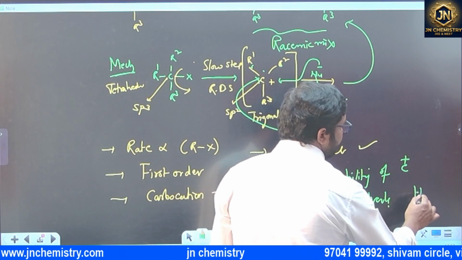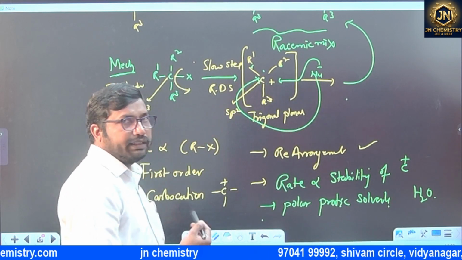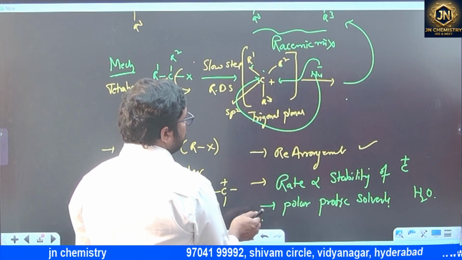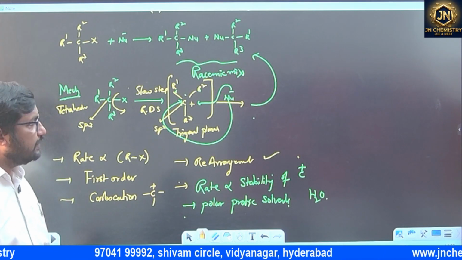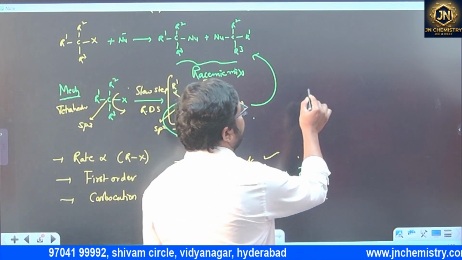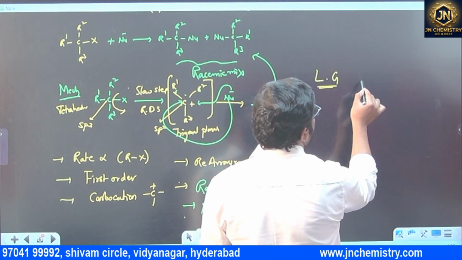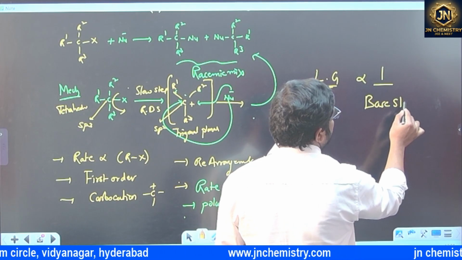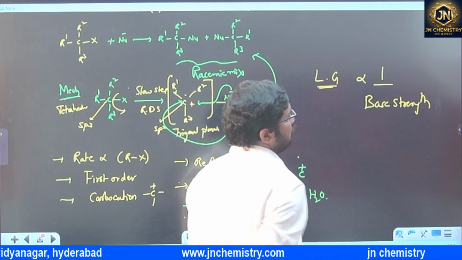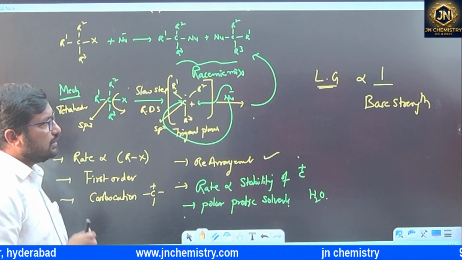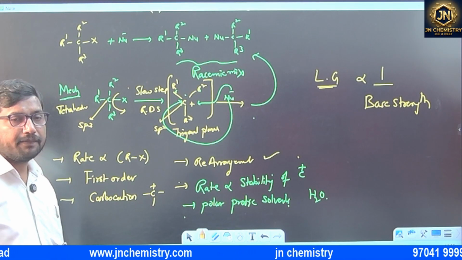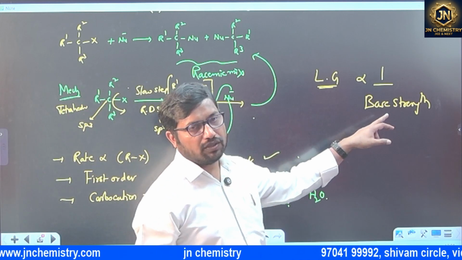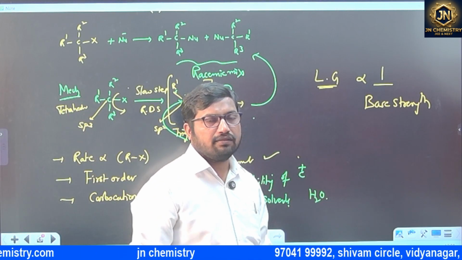Polarity is there, electronegativity difference is there, and it can give H+. So it is favorable in polar protic solvents. The better leaving group is always better. Leaving group ability is inversely proportional to base strength. Means what? If it is a weak base, it is a better leaving group. How should we know the weak base?